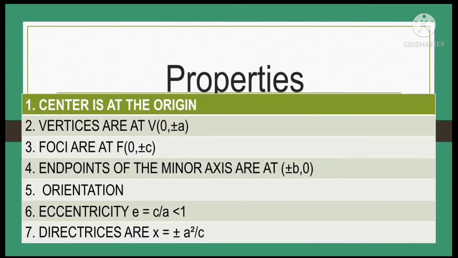The properties of the second equation are: the center is at the origin, the vertices are at (0, ±a), the foci are at (0, ±c), and the endpoints of the minor axis are at (±b, 0). The orientation is for sure along the y-axis; the major axis is along the y-axis. The eccentricity is similar to the first equation, c over a, which is less than 1, and the directrices are y = ±a squared over c.